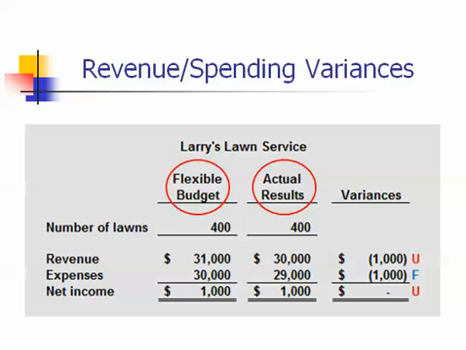If we compare our flexible budget with our actual results, again, the flexible budget being the budget we would have put together based on cutting 400 lawns, we can see that our revenues were still $1,000 less than expected, which is unfavorable, but our expenses were $1,000 less than expected too, which would have been favorable. Those two variances offset each other, and overall we see no net variance for net income.